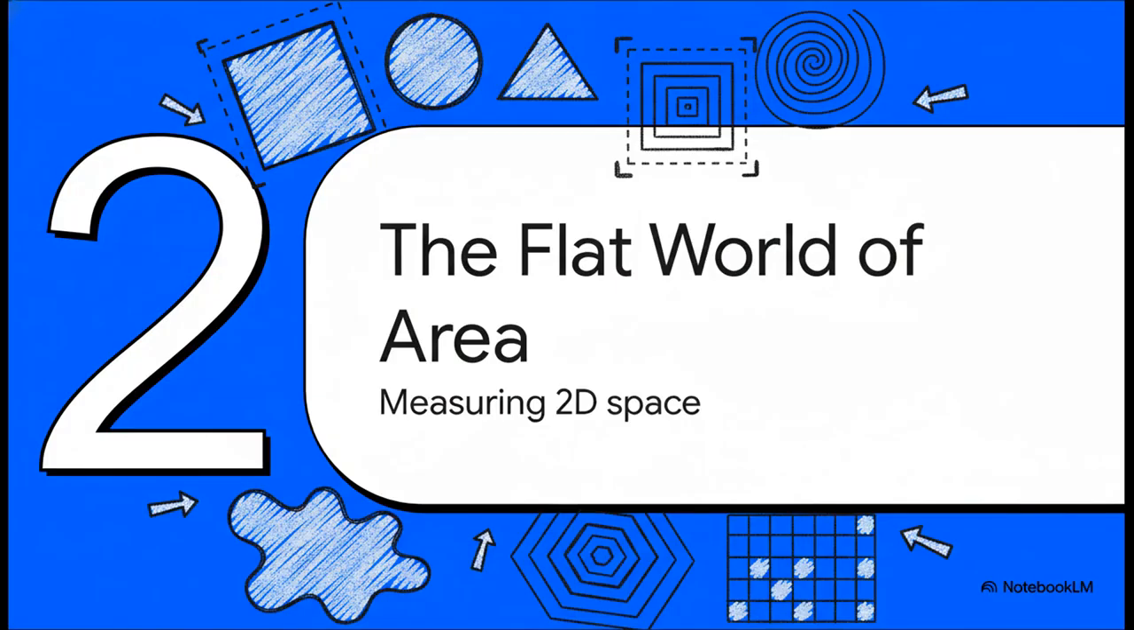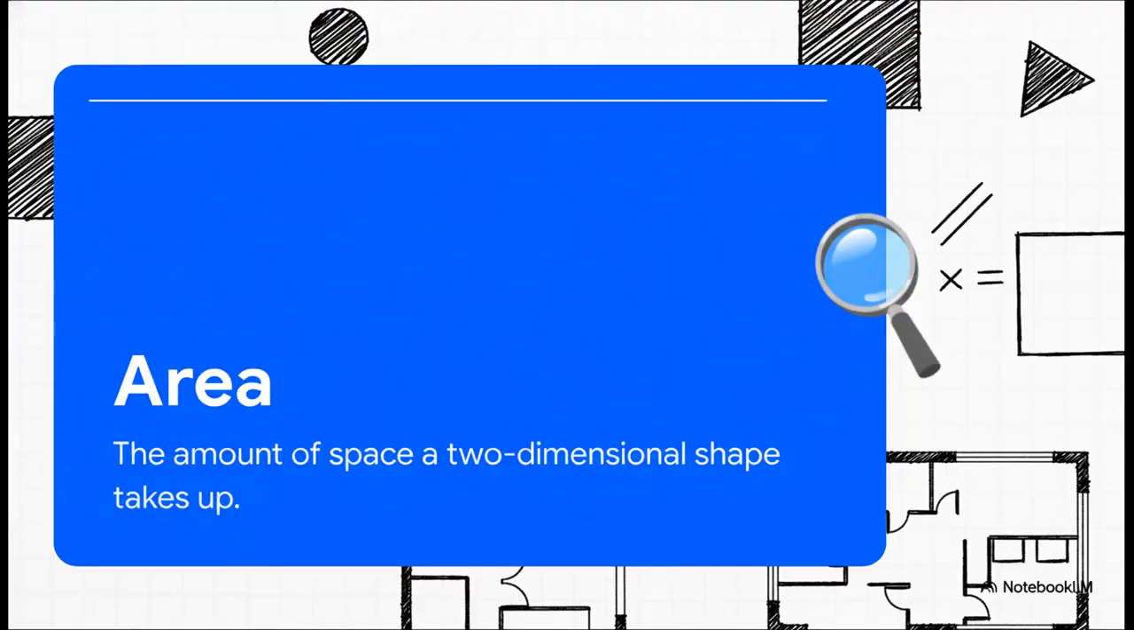Okay, so to really get a grip on this, we've got to start at the beginning. We need to ground ourselves in two dimensions, in the flat world of area. So what is area? The most important thing to remember is that it's a two-dimensional measurement. It's all about the space a totally flat shape, like a square on a piece of paper, takes up. And you always find it by multiplying just two dimensions, like its length and its width.